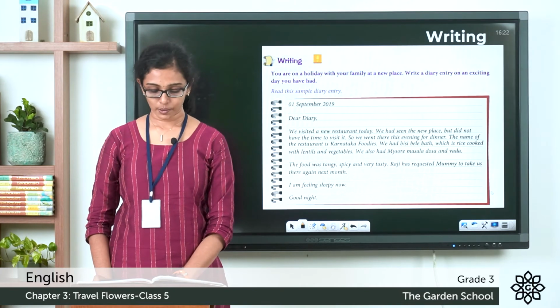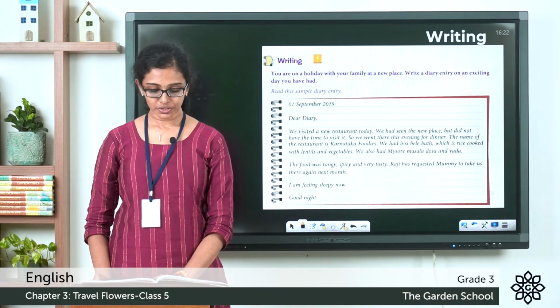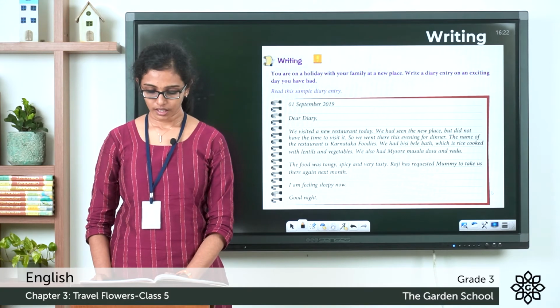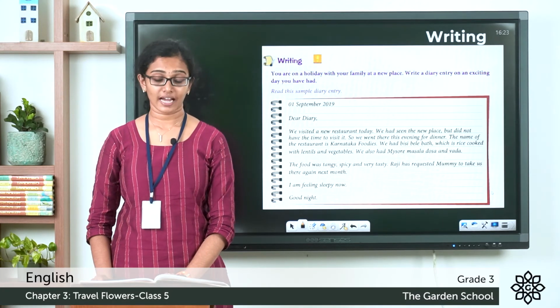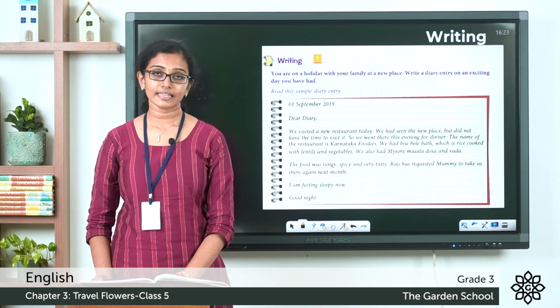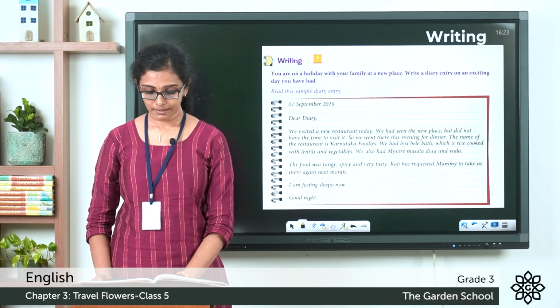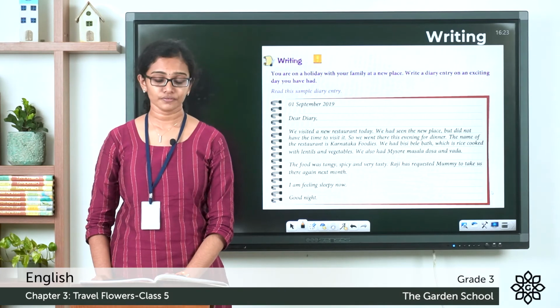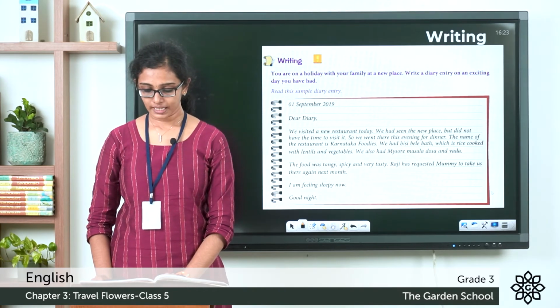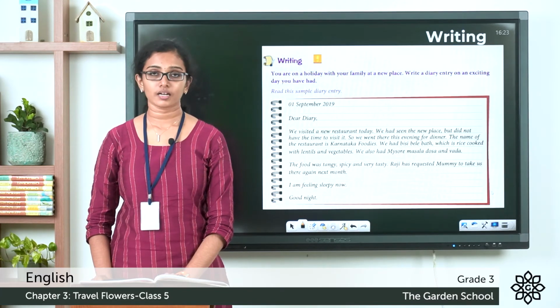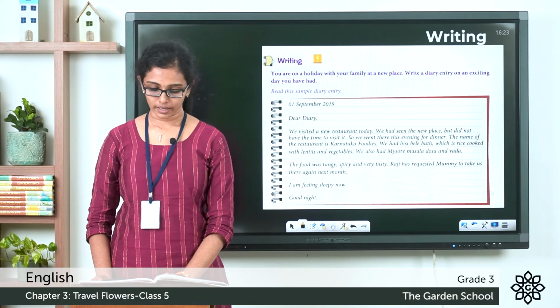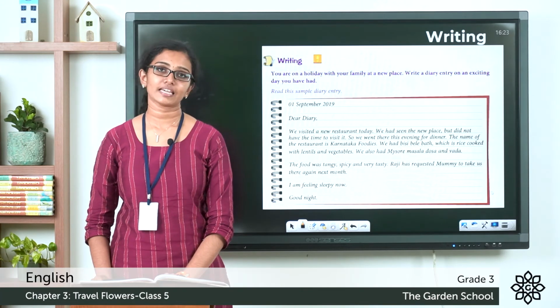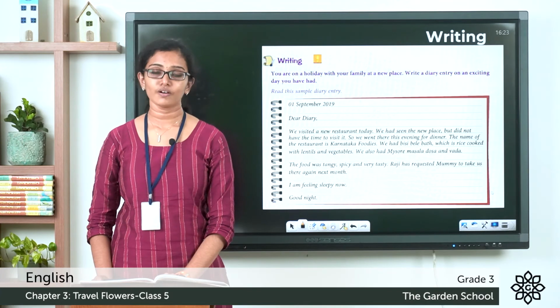1 September 2019, dear diary, we visited a new restaurant today. We had seen the new place but did not have the time to visit it. So we went there this evening for dinner. The name of the restaurant is Karnataka Foodies. We had bisibele bath, which is rice cooked with lentils and vegetables. We also had Mysore masala dosa and vada. The food was tangy, spicy and very tasty. Raji has requested mommy to take us there again next month. I'm feeling sleepy now. Good night.